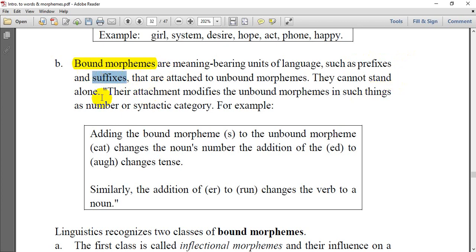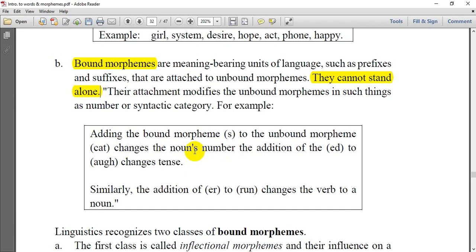They can't stand alone. It's very necessary to pay attention to that. Bound morphemes can't stand alone. Their attachment modifies the unbound morphemes in things such as number or syntactic category. For example, when adding a bound morpheme to the unbound morpheme cat, it can change the noun's number: cat, cats. A cat is singular and cats is plural.